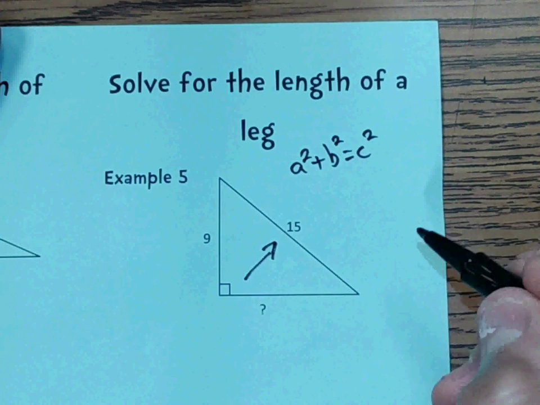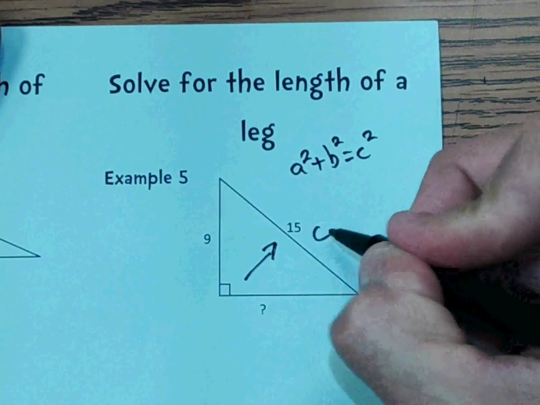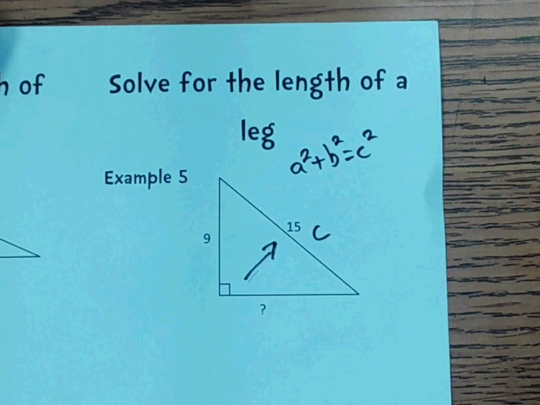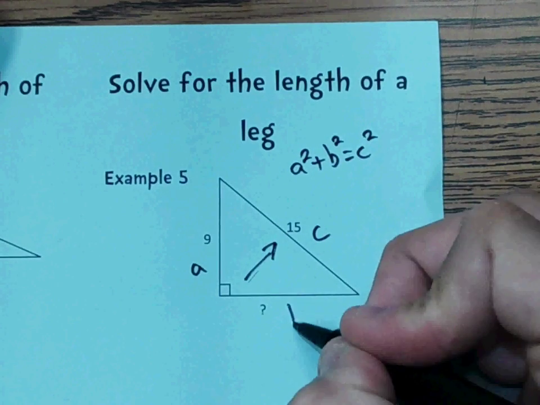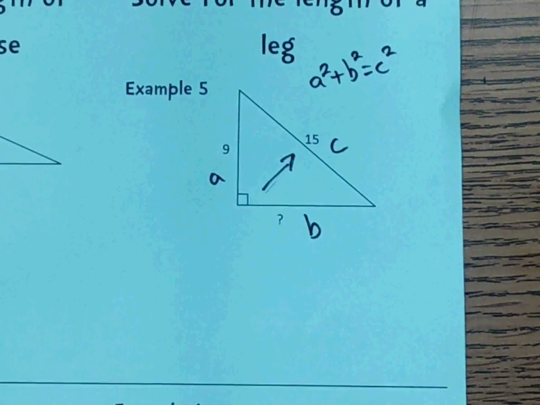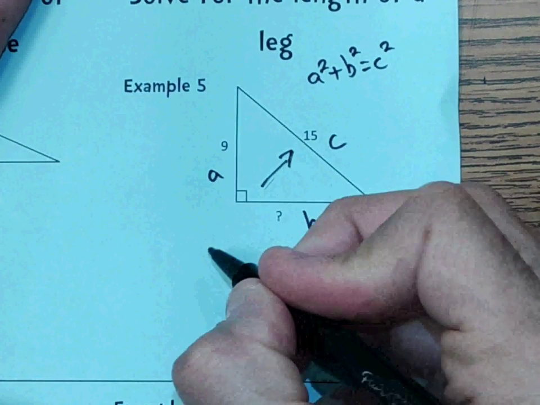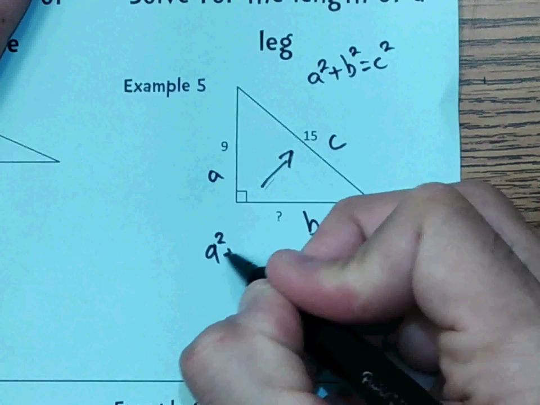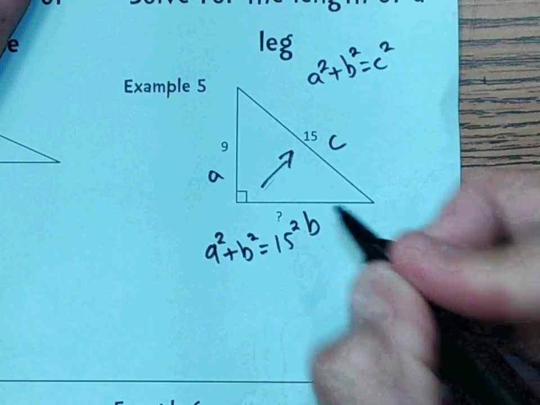So the first thing you want to do is label your sides. I know that this is going to be my C because it is opposite of my right angle. It's my hypotenuse. I'm going to label this A, and let's label this B. Now I'm going to substitute any values I have into my formula. I know that A is 9, so 9 squared. We don't know B, and we know that C is 15, so 15 squared.